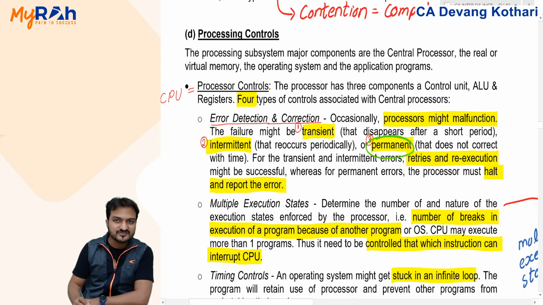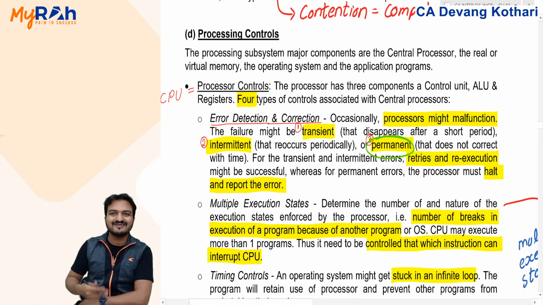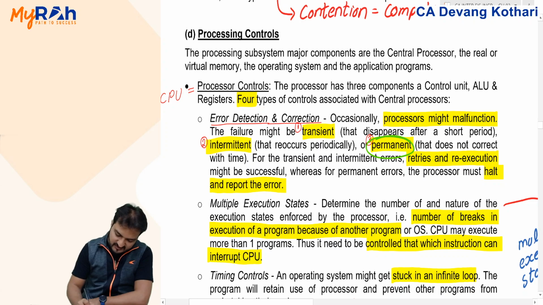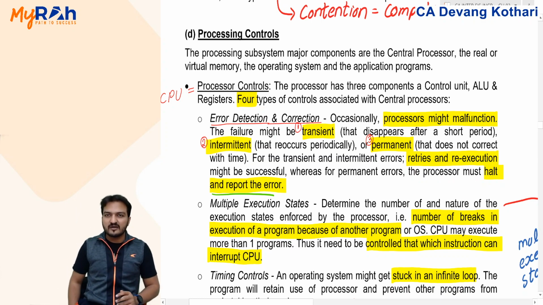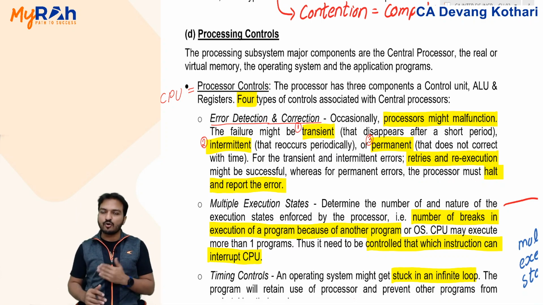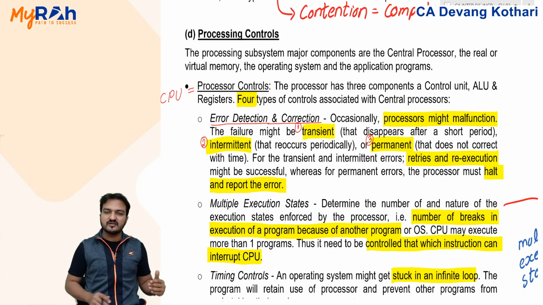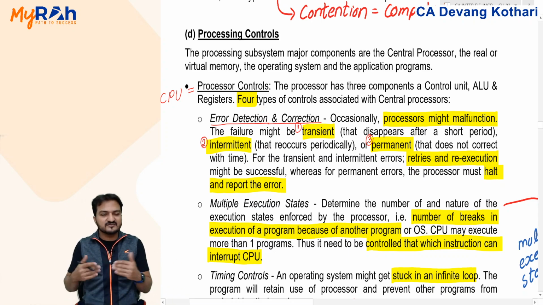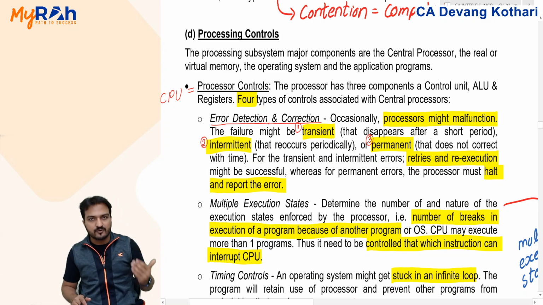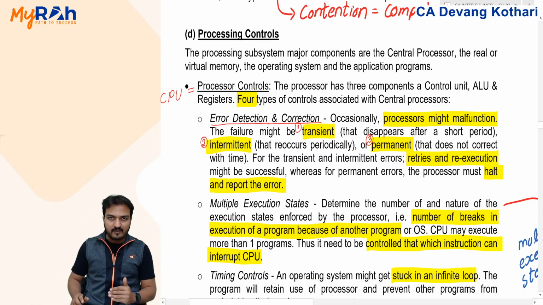But permanent errors will be such that even retry and re-execution do not work. In such a case, the processor must halt and report the error. It's like the example I had given you. When you are doing some calculations, if you get a wrong answer, what will you do? You will try again. Again, you get a wrong answer, you try again. But even after 3-4 trials, you are still getting a wrong answer. Then you'll have to make it a doubt and ask someone to solve your doubt. Yeah, that is exactly what happens here.